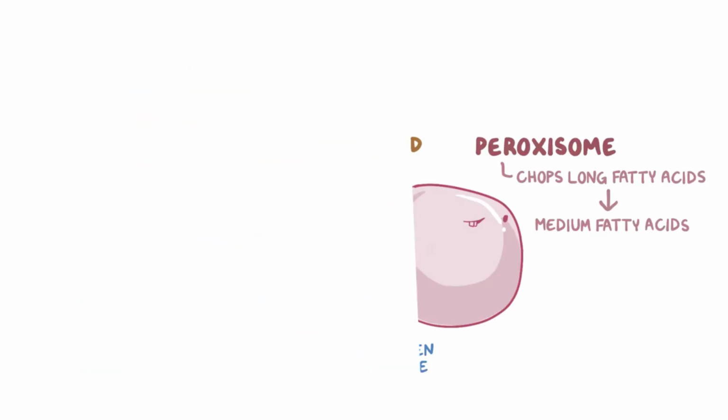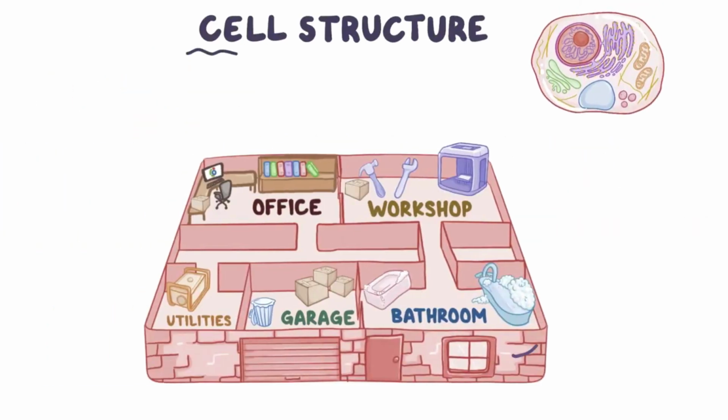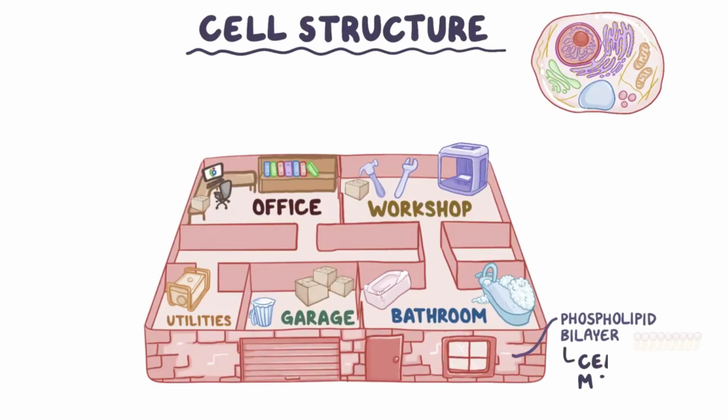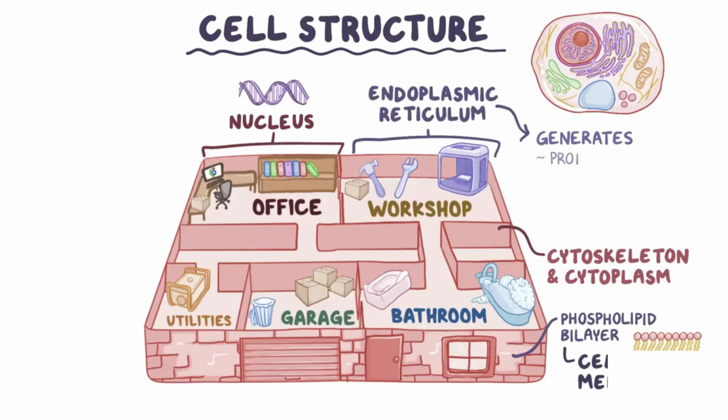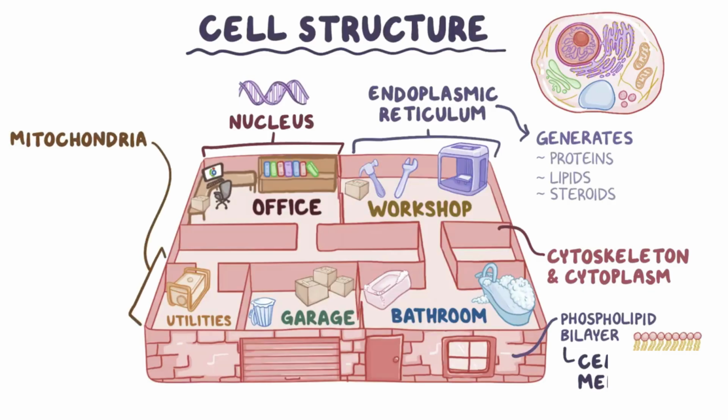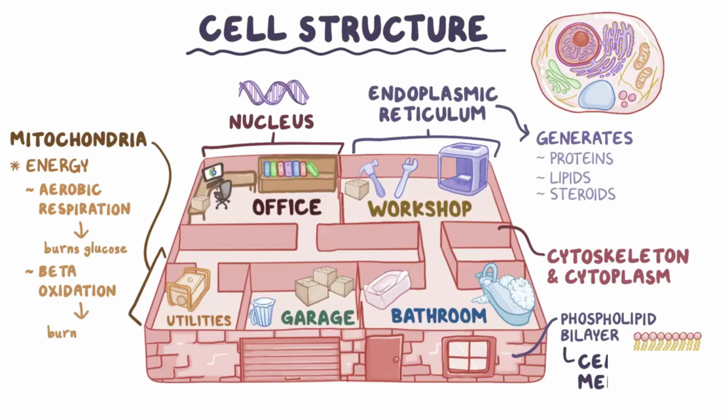Alright, as a quick recap. The phospholipid bilayer forms the cell membrane, which are the tiny walls of the cell. And the internal structure of the cell is made up of a cytoskeleton and cytoplasm. The key organelles include the nucleus, which houses the DNA, the endoplasmic reticulum, which generates proteins, lipids, and steroids, and the mitochondria, which provides the cell with energy using aerobic respiration, which burns glucose, or beta oxidation, which burns fatty acids.